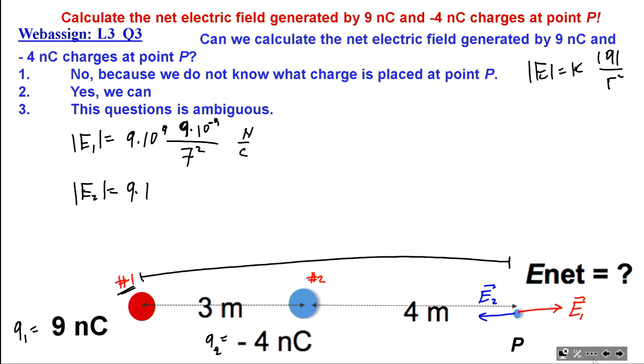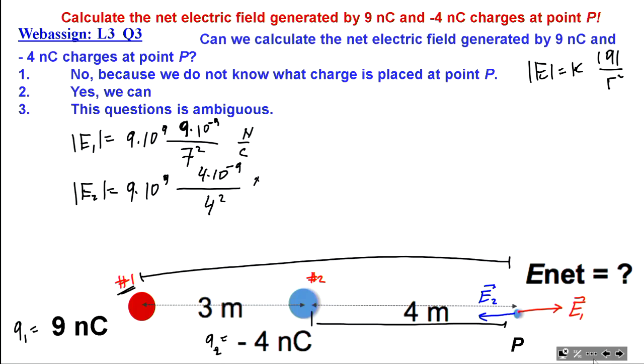For the second individual field, we have to write the same constant. What should I write for the number which represents the charge? 4. Do you see two vertical bars? They make everything positive. So 4 times 10 to the negative 9 divided by, now that's supposed to be distance from this charge to the same location, which is 4 meters squared. Done.